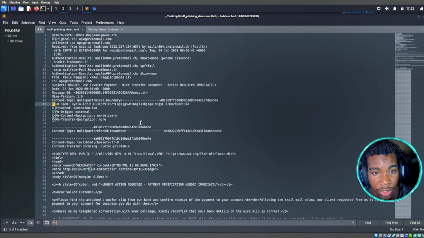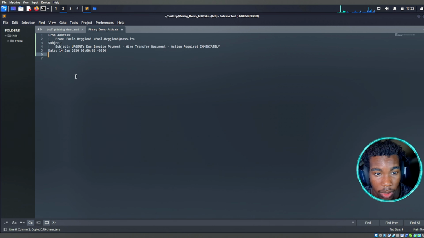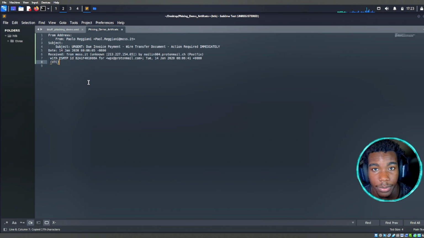Yeah, I don't think it's in here. So we're going to go ahead and look at the received header, and then we see that it's coming from this IP address here. So we can just go ahead and grab that whole received header here, and then write that down as well.